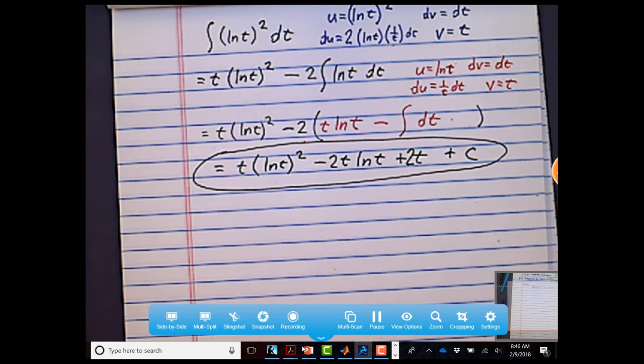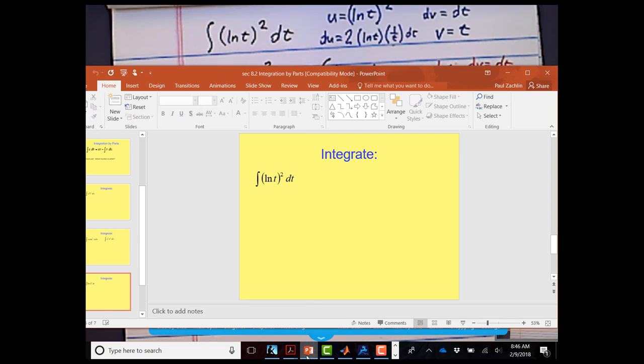What do you think? Getting the hang of it, guys? I guess you find out this weekend, huh? Is this my last one? Yeah, it's my last one. Last example, and I think we'll turn you loose on the homework.